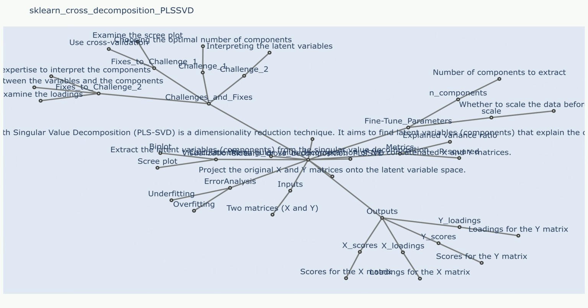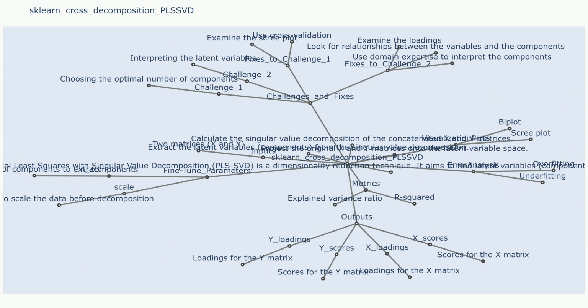Loadings plot, bar plots of the X loadings and Y loadings, revealing the importance of each feature in contributing to the latent variables. Fine-tune parameters. n_components, the number of latent variables to extract. This parameter controls the dimensionality reduction.